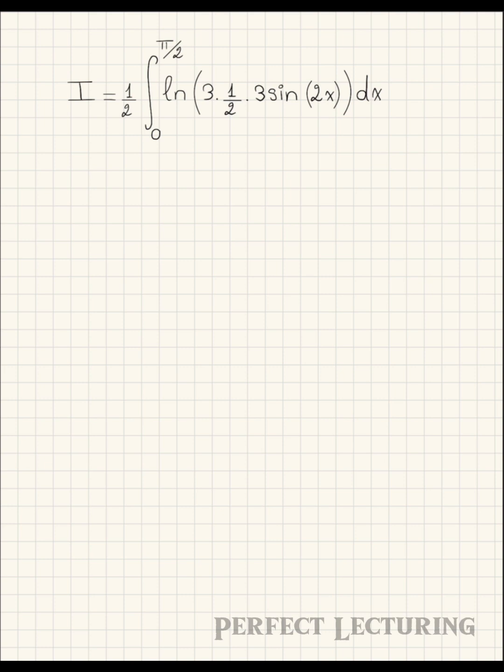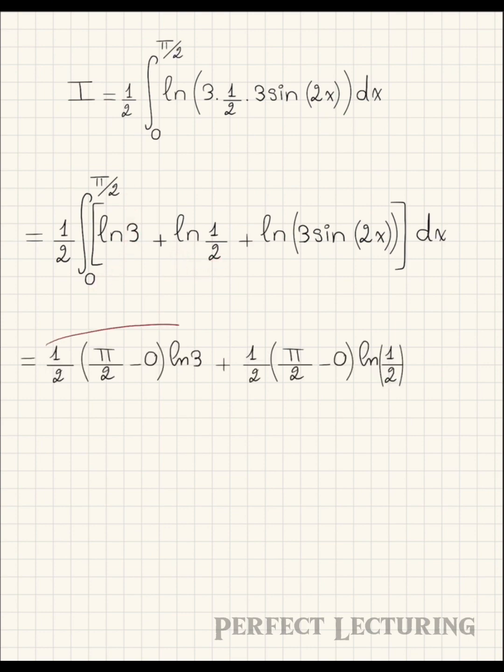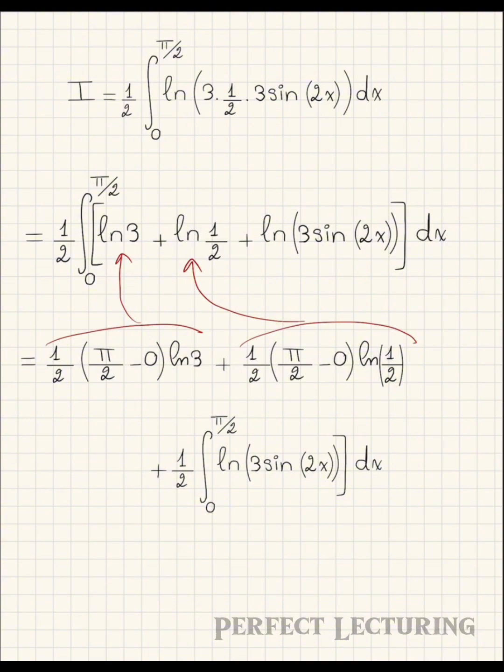I will reuse the property of ln. So ln of a times b times c is the ln of a plus the ln of b plus the ln of c, where a is 3, b is half, and c is the rest. And we get two simple integrals. So the integral of ln of 3 dx is ln of 3x from 0 to pi over 2. Same thing for ln of half. This expression is for the first integral. This is for the second. What about the third integral? I'll keep it like this for the moment.